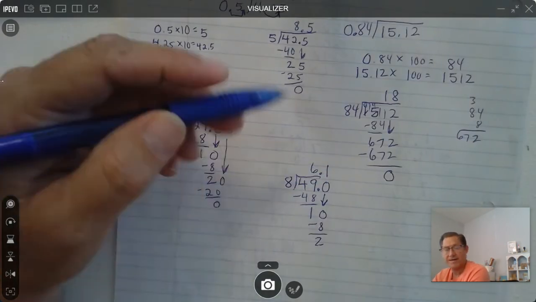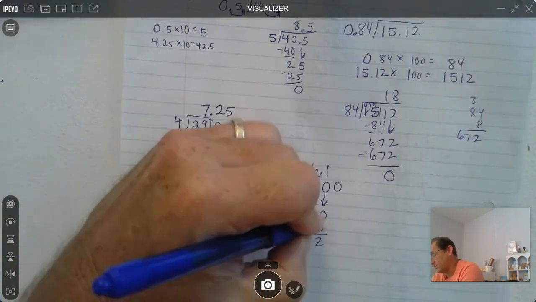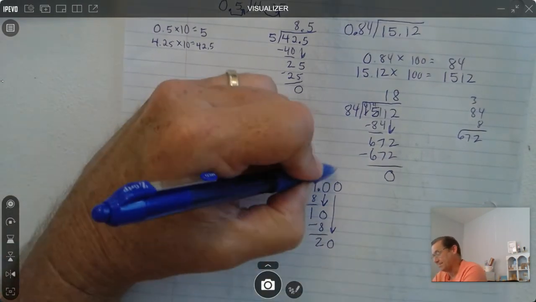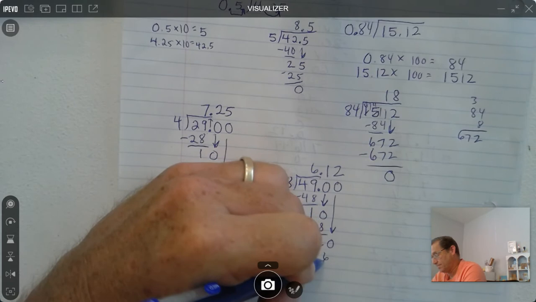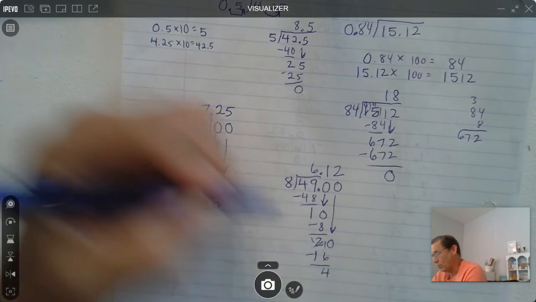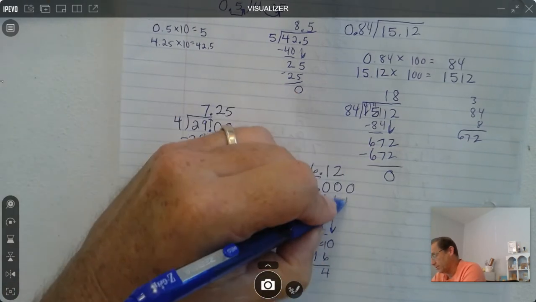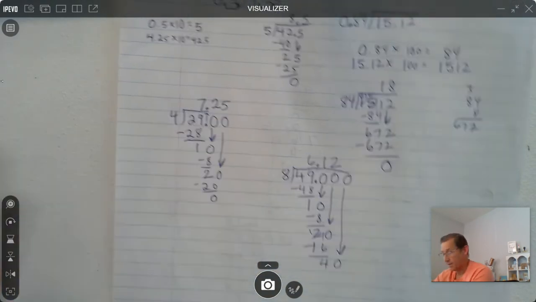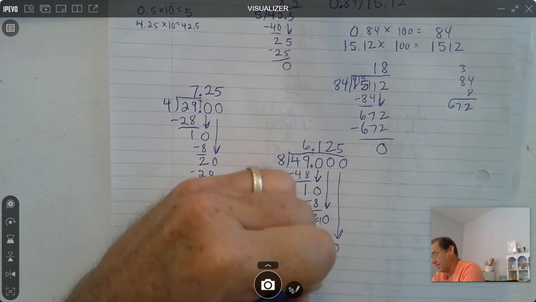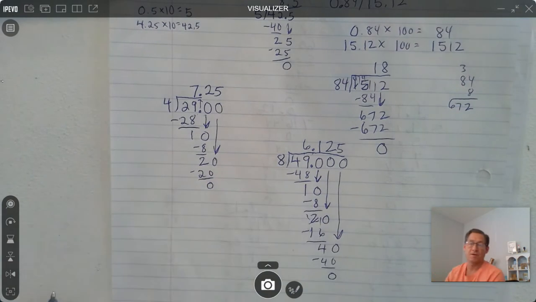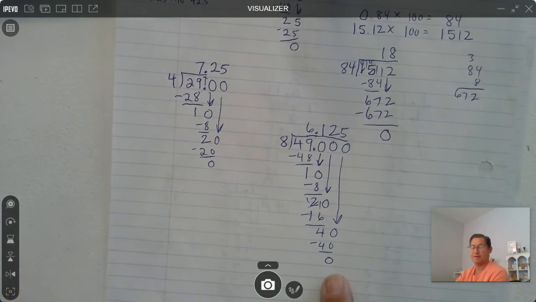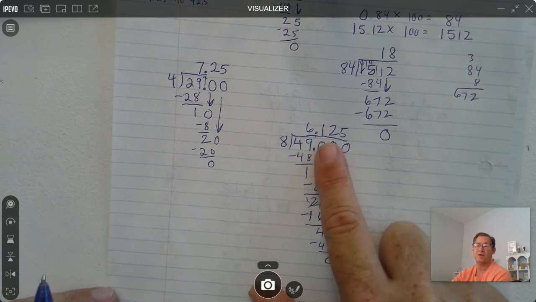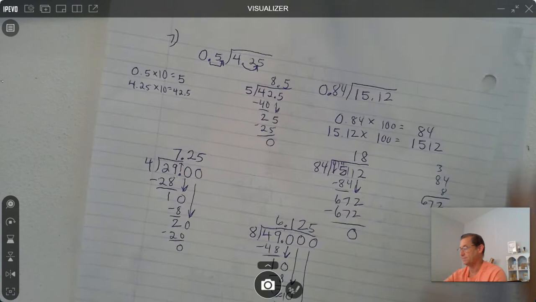So the decimal is not repeating and it hasn't terminated, so let's add another 0. 20 divided by 8. Well, that's 2. Subtract, we get 4. Let's add another 0. Okay, 8 times what is 40? 5. 8 times 5 is 40. Subtract, we get 0. Okay, so it's terminated. Now I have no remainder. So our answer is 6 and 125 thousandths.